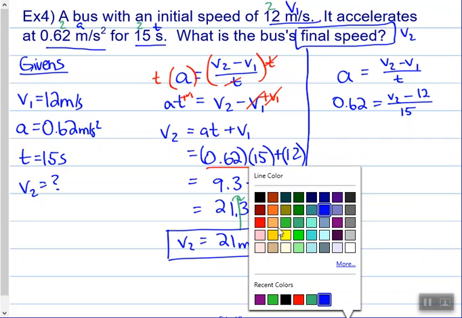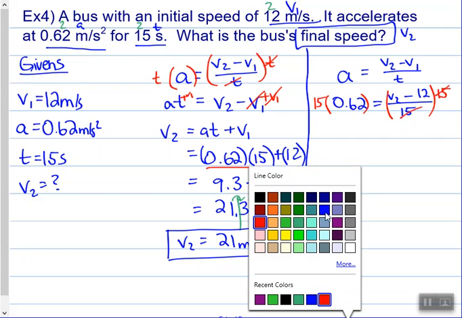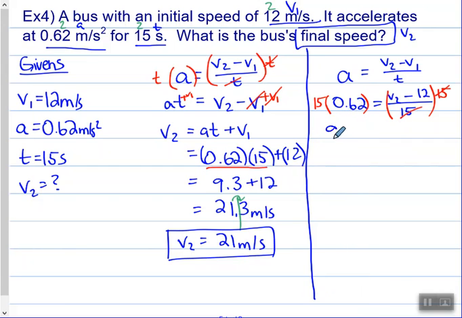Okay, now, same thing, 15's in the bottom. Okay, so these two are up top, 15 in the bottom is farthest away, so multiply both sides by 15. And we get 15 times 0.62, which is 9.3, equals v2 minus 12.